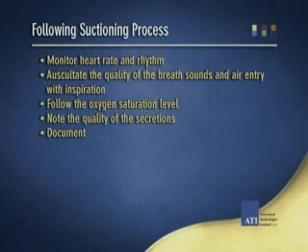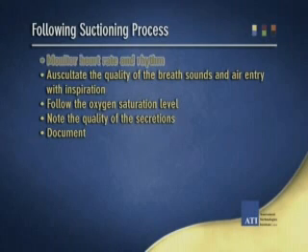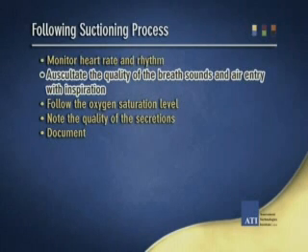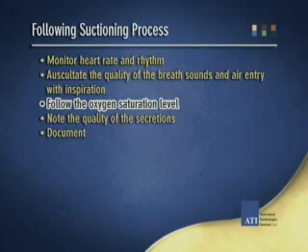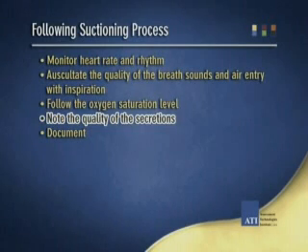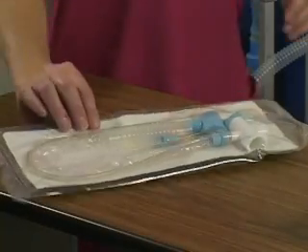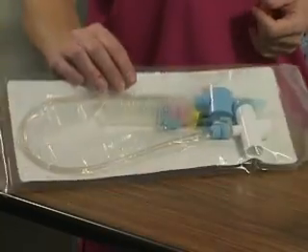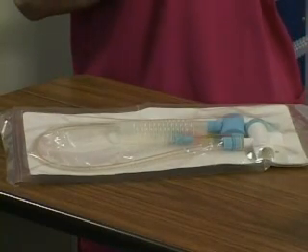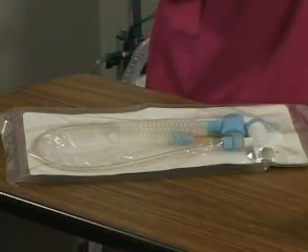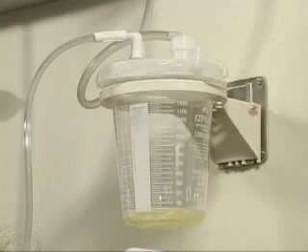Once the suctioning process has been completed, and during suctioning as well, monitor the client's heart rate and rhythm, auscultate the lungs again, and follow the oxygen saturation level. Note the quality of the secretions, color, thickness, odor, and amount, and document in the client's record. The inline suction catheter is often packaged as a self-contained unit. It should be replaced if it becomes clogged or per the facility's replacement policy, often after 24 to 48 hours. The suction tubing connected to the canister is often changed when the canister is changed. This is when the canister is full or the secretions are thick or discolored.